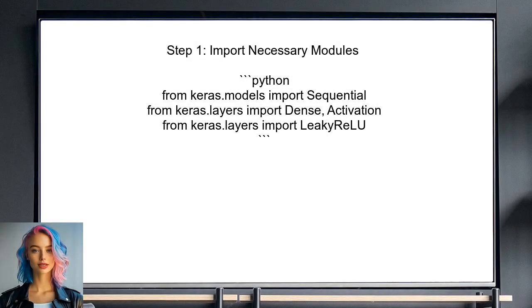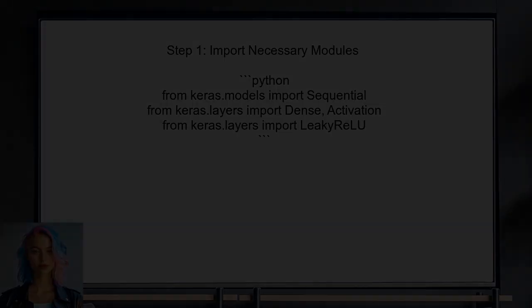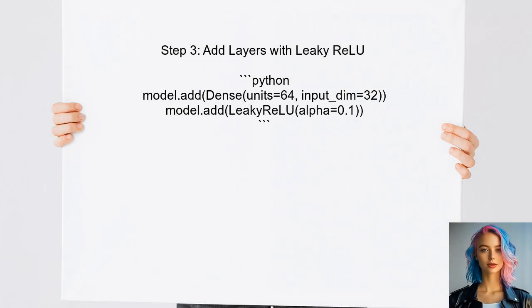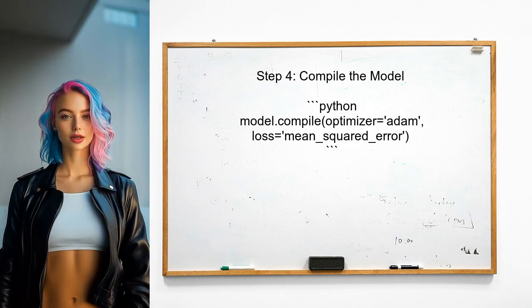To use leaky ReLU in Keras, the user should start by importing the necessary modules. Specifically, they need to import the Keras layers and the leaky ReLU activation function. Next, the user should create a model using the Sequential class. This allows them to build their neural network layer by layer. Now, the user can add layers to the model. When adding a layer, they should specify the activation function as leaky ReLU and pass the alpha parameter to control the negative slope.